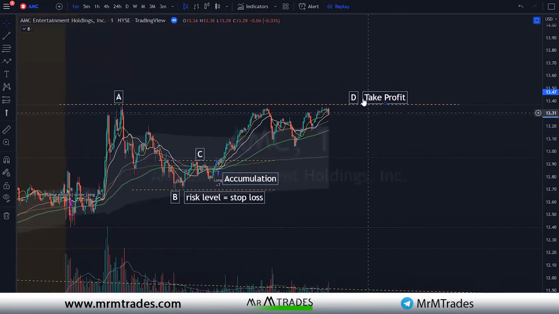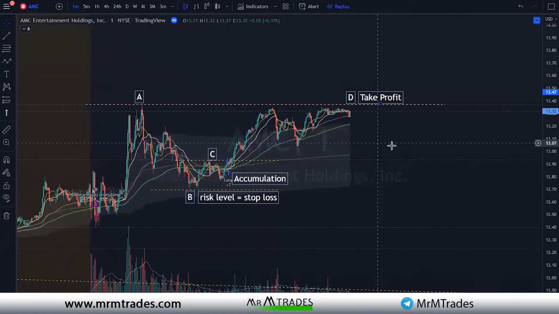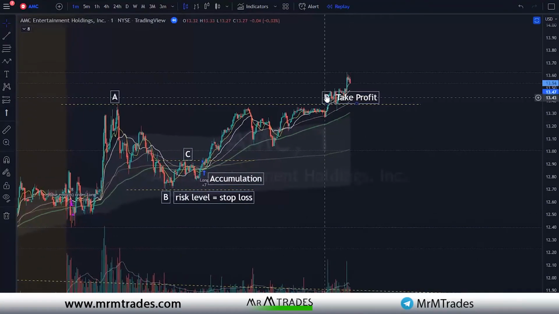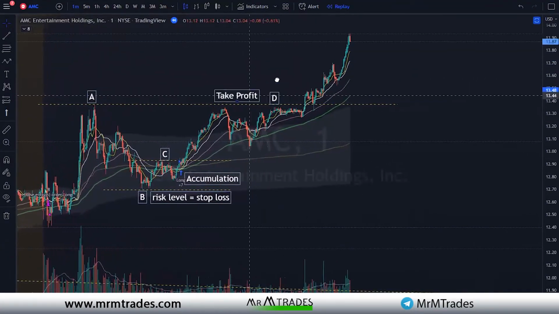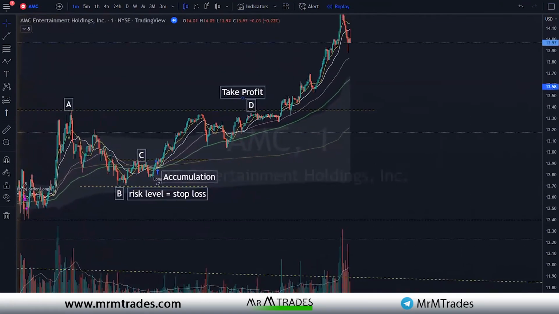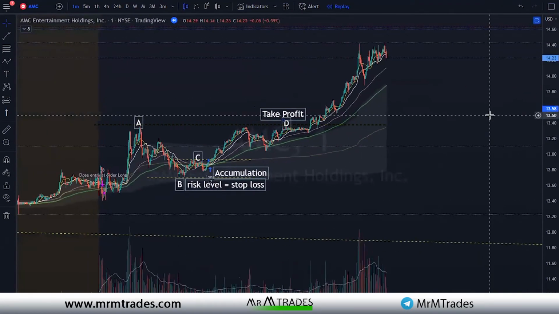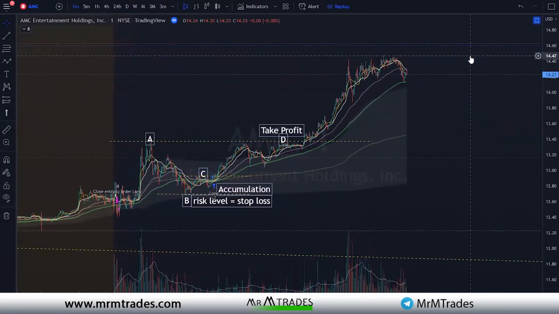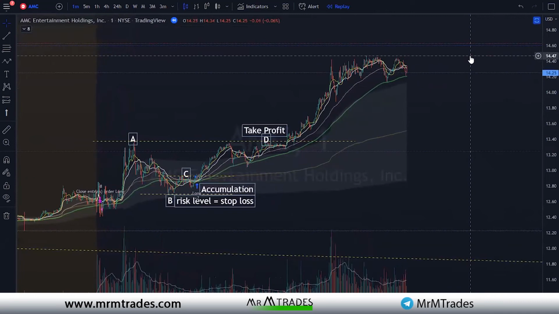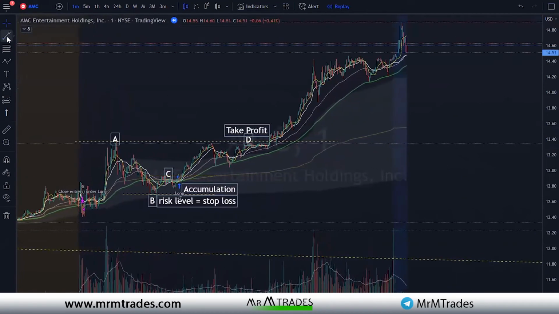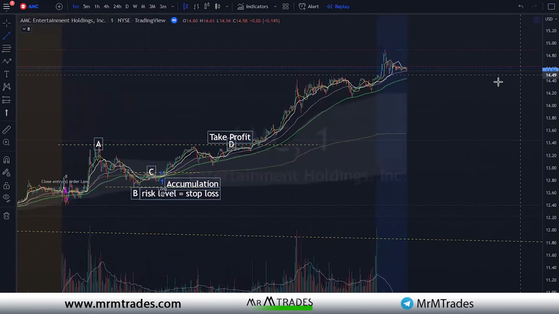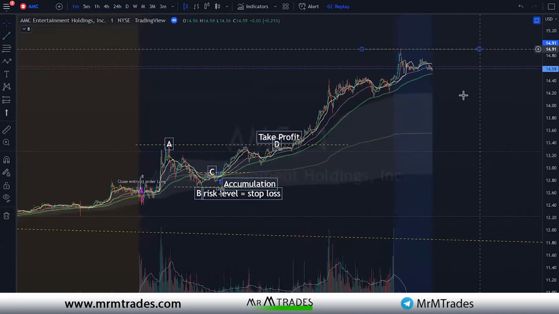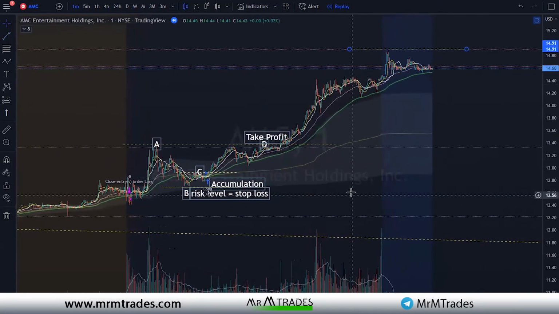That's exactly what happened here with AMC. We got the D point here where we've taken 50% of our profits, and look at this one go. It's a huge runner that went up to almost 14.50 or even higher. There we go, 14.80 after hours. And let's just look at your risk reward ratio on this one.